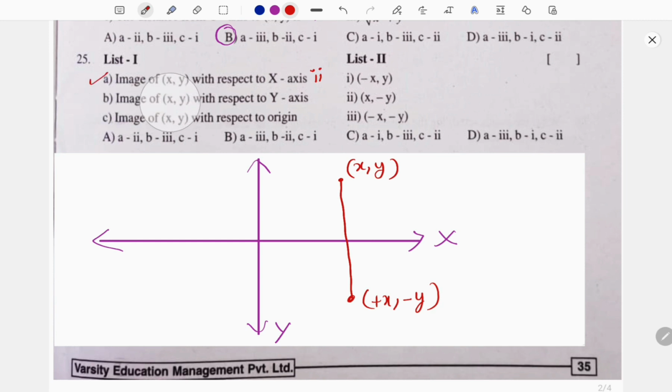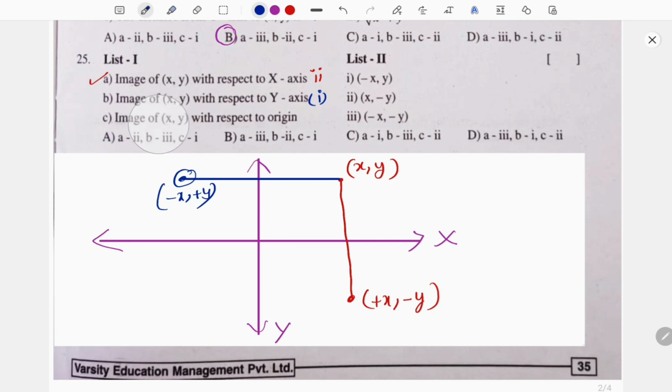Now, the image of x comma y with respect to the y axis. Suppose you take the y axis. See, the image of x comma y with respect to the y axis is here. So now the point lies in the second quadrant. Here we get minus x comma plus y. So minus x comma plus y is the first one.